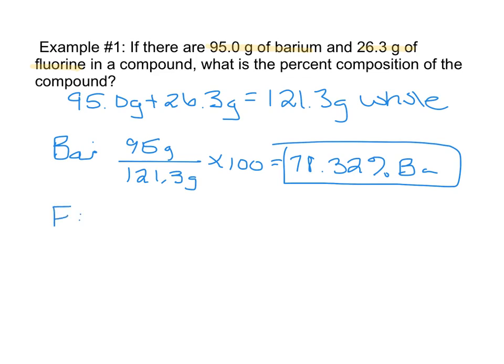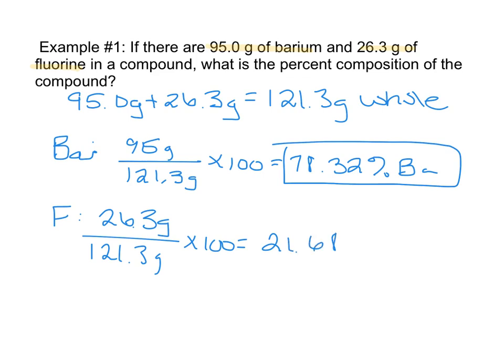So fluorine, we know that it weighs 26.3 grams divided by the whole, same whole, 121.3 grams times 100. And you're going to get 21.68% fluorine. Same thing, if we look at those 2 percents, if I add it up, that's going to be exactly 100%.